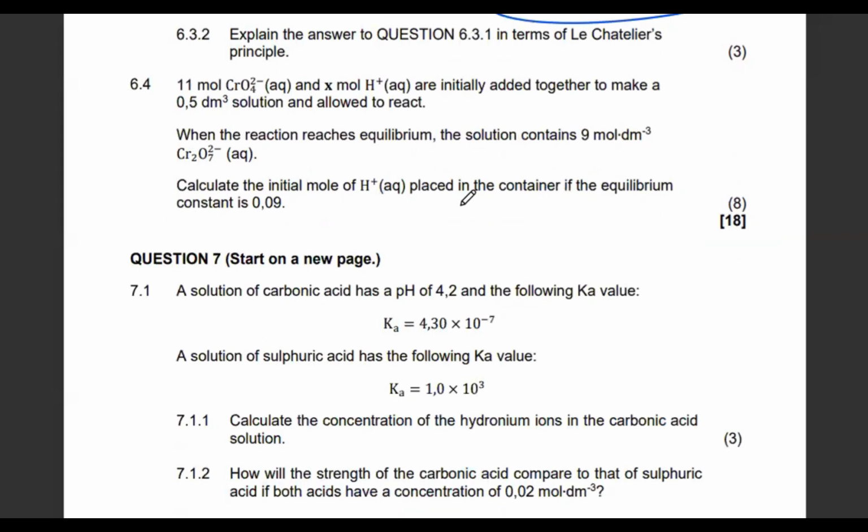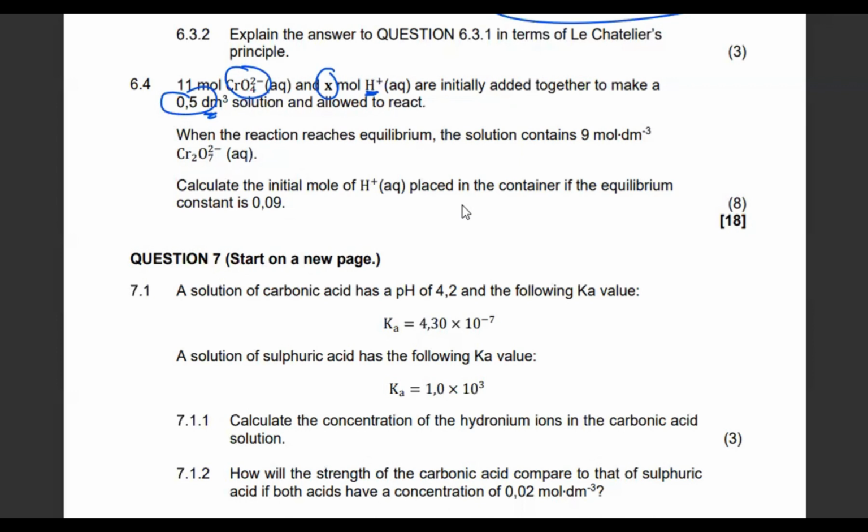6.4. So we are saying that 11 moles of chromate and X moles of the acid are added together to make this volume in decimeter cubed. So this is the volume. This is a standard volume.